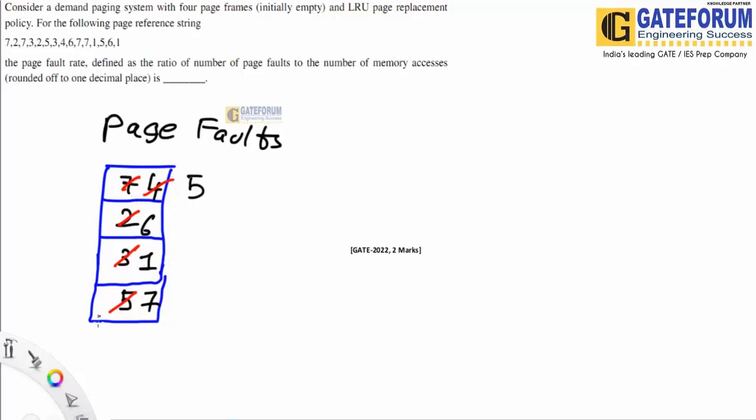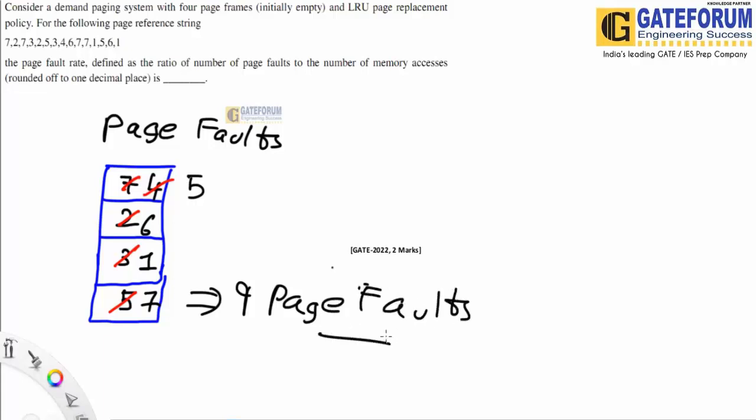So in total, we have 1, 2, 3, 4 initially, then 5 different check marks. So in total, we have 9 page faults. And what is asked here? The ratio of the number of page faults, which is 9, to the number of memory accesses. How many memory accesses have we done? We have done 1, 2, 3, 4, 5, 6, 7, 8, 9, 10, 11, 12, 13, 14, 15. So in total, we did 15 memory accesses.